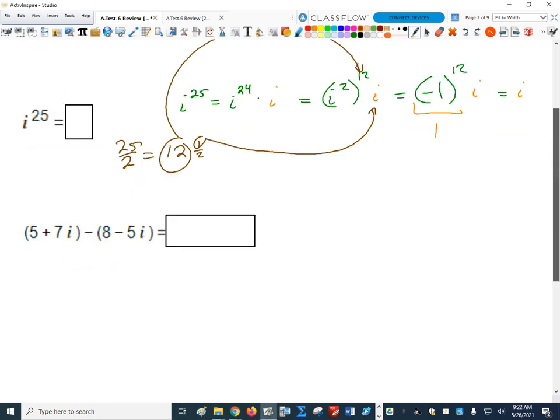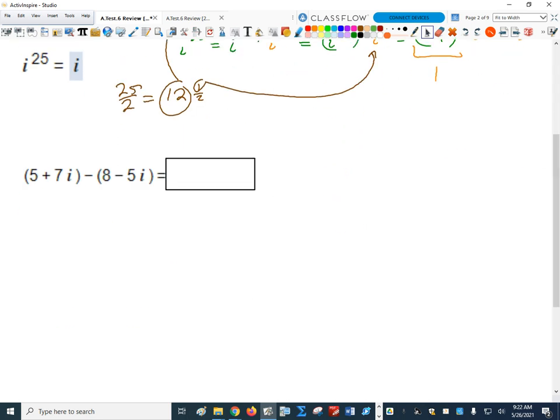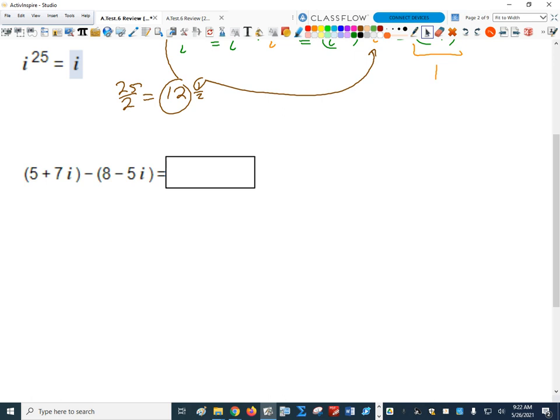Okay, so then what about adding and subtracting complex numbers. Adding is dead simple. We'll just do a subtraction problem to review because it includes both. What do I have to do to subtract these two? Good. We distribute the negative, right? So there's nothing to distribute here, so I just get 5 plus 7i, and then when I distribute that negative, I get minus 8 plus 5i.